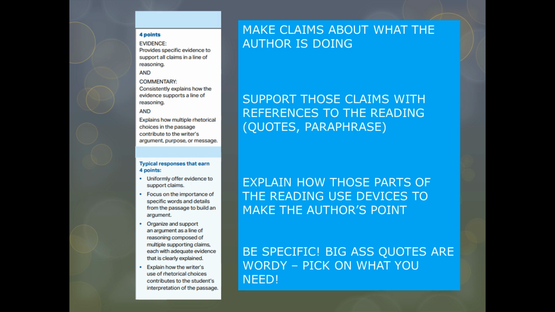I'm talking about quotes, you're paraphrasing, your summary, right? A small chunk of it should be dedicated to summary and contextualizing what's happening. But the bulk of your body paragraphs, to earn the full 4 points, should be explaining how those parts of the reading use devices to make the author's point. And you want to be specific. You want more specific small quotes rather than big quotes that are wordy. You gotta pick what you need. You gotta make sure that you are economical in all this here.